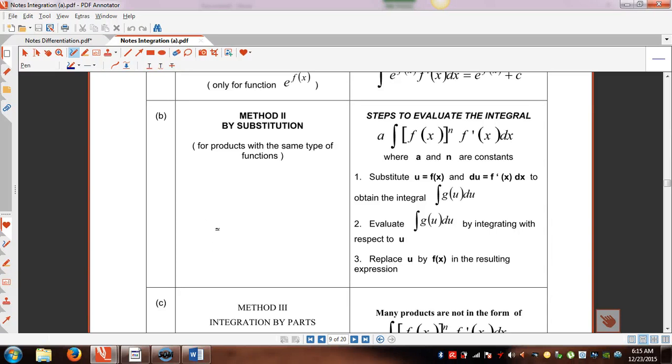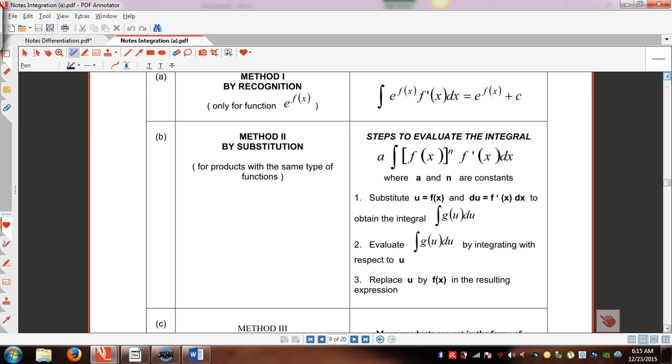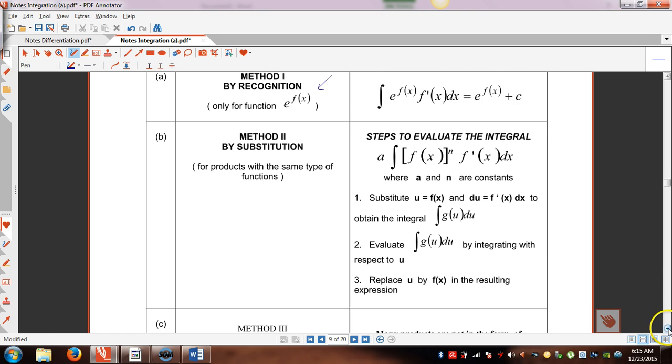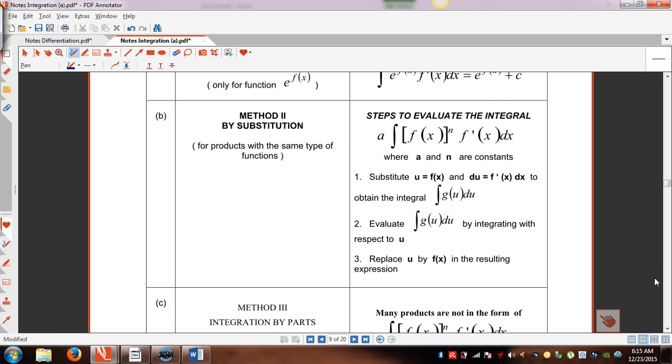Okay, now we look at the other method of integration. Previously we looked at the recognition method like this. Please recall, it only covered the exponent, function of exponent, power of f(x). Now we look at the substitution method for integration.